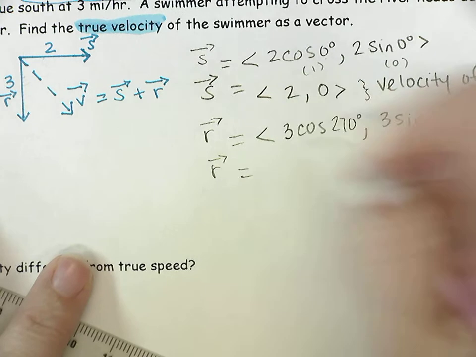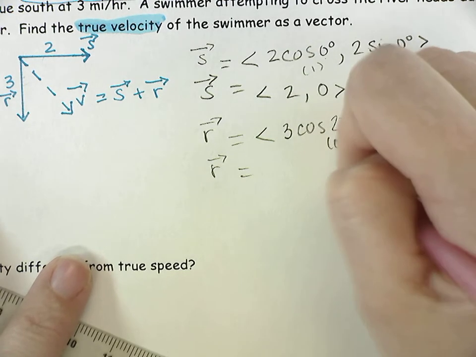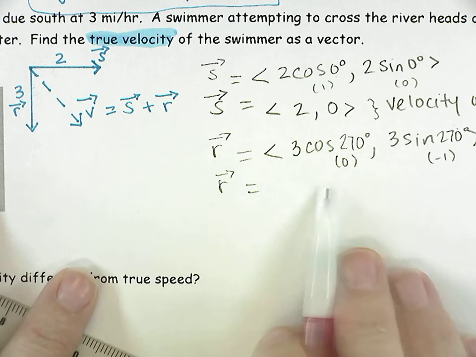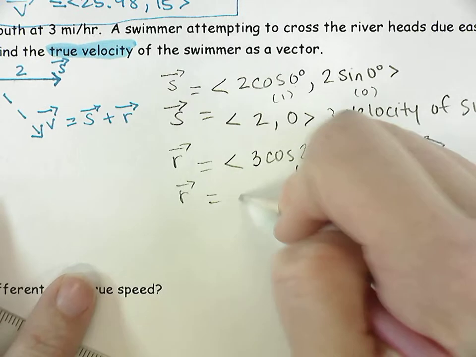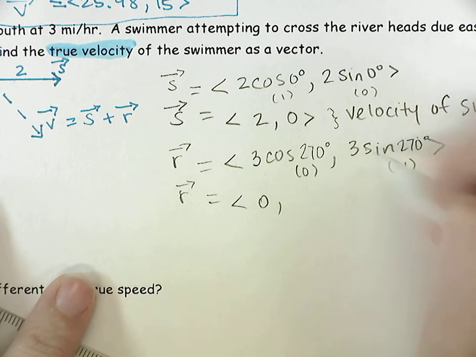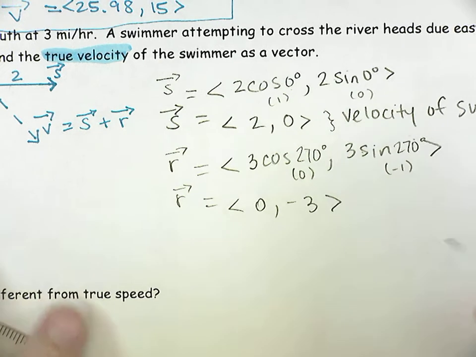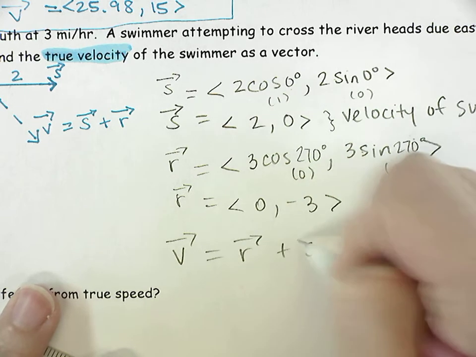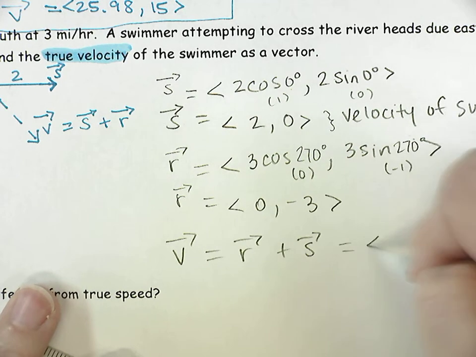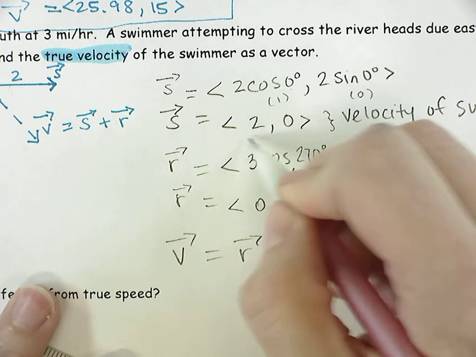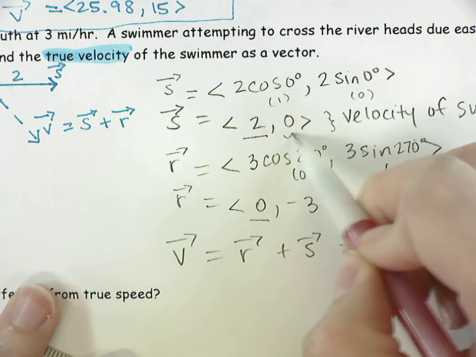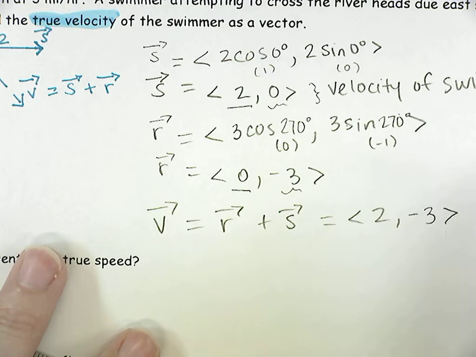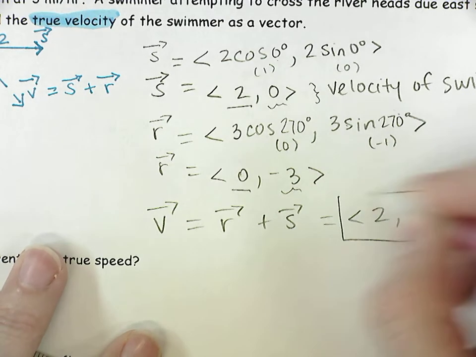Then 3 times the cosine of 270: the cosine is 0, the sine is negative 1. Remember, those are from the unit circle. Are you guys okay with those points? So 3 times 0 is 0, 3 times negative 1 is negative 3. What I'm trying to find is the resultant vector, which is r plus s. So 2 plus 0 is going to be 2, and then I'm adding the 0 and the negative 3, which is going to be negative 3. So the two components are going to be 2, negative 3.